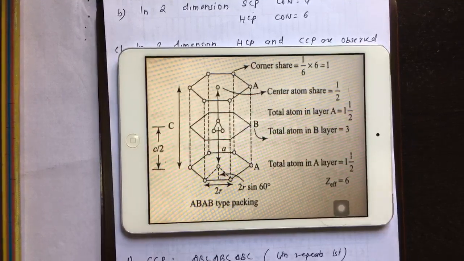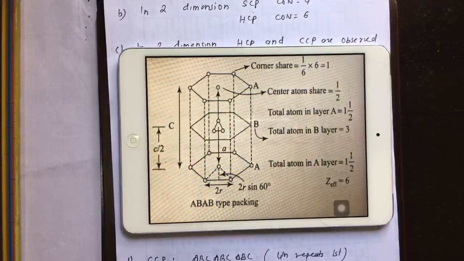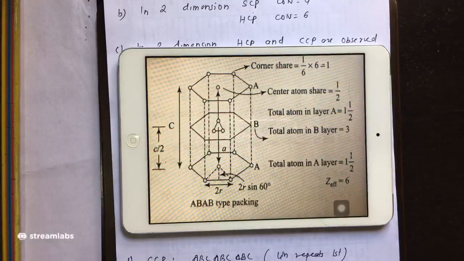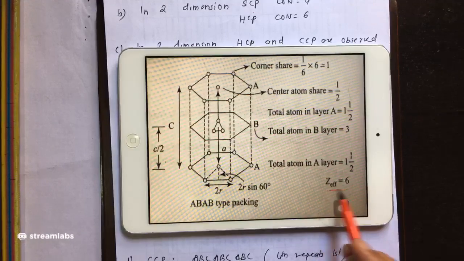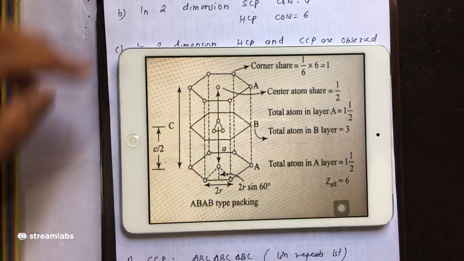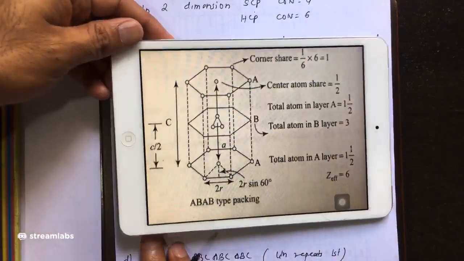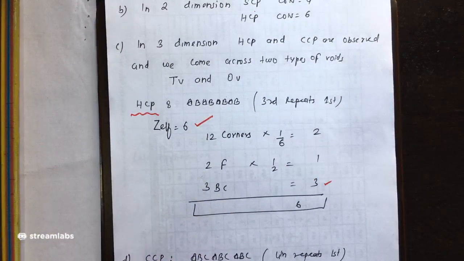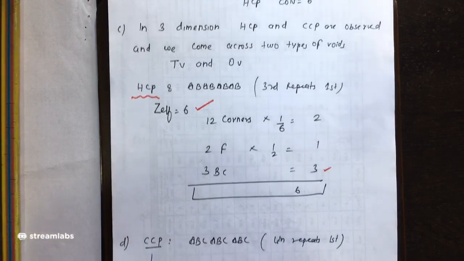Secondly, 1 from the effective number from the face, and 3 totality has been taken as from the body, and total, that is Z effective. This is what comes out to be 6. This is what I'm talking to you. So this is what you need to remember, dear students, among the type of contribution which we are talking about.